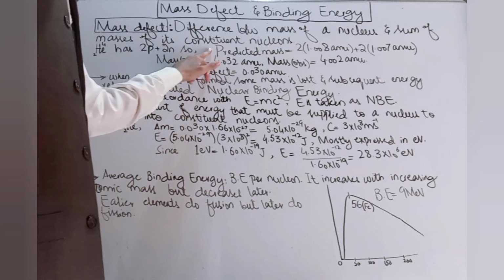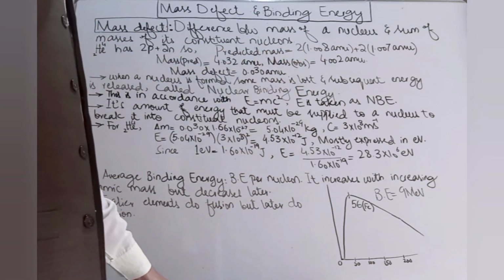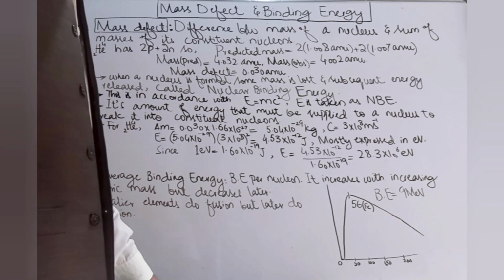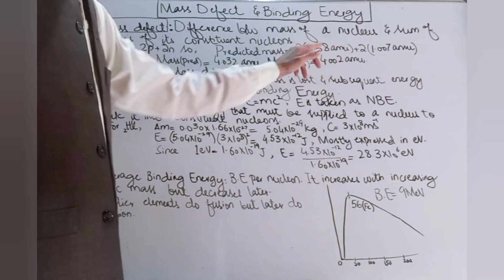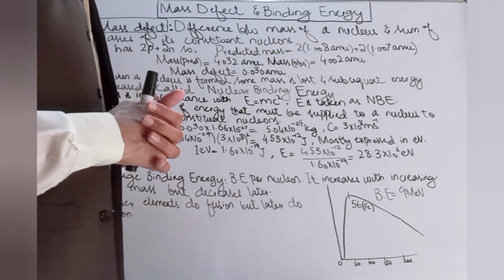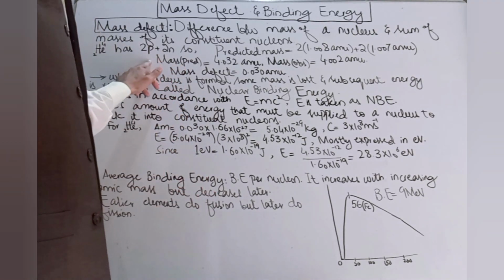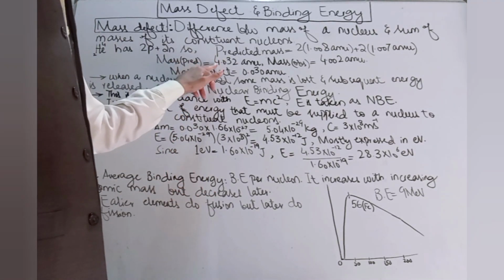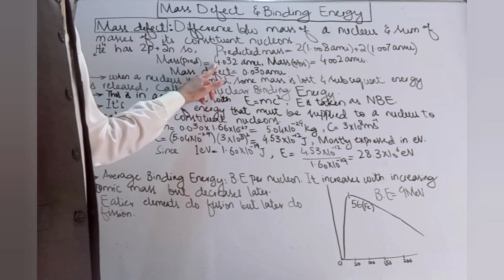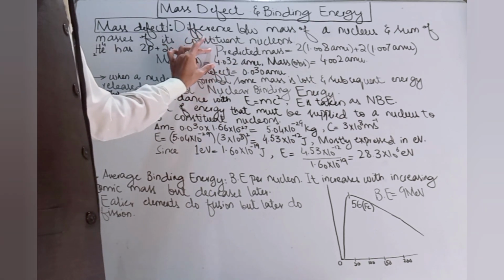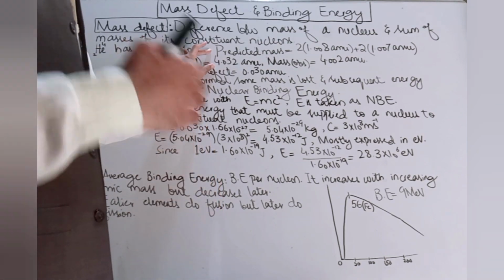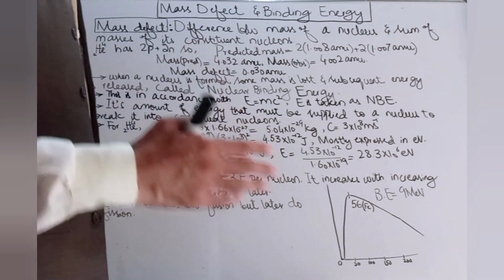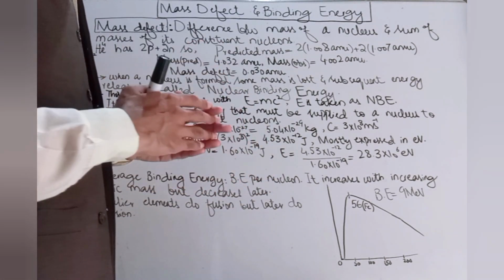Predicted mass is equal to 2 into 1.008 AMU plus 2 into 1.007 AMU. Basically, these are the values of the masses of proton and neutrons. So the predicted mass is equal to 4.032 AMU. This is the value for the helium-2 nuclei that is predicted or calculated from the masses of the 2 protons and 2 neutrons.